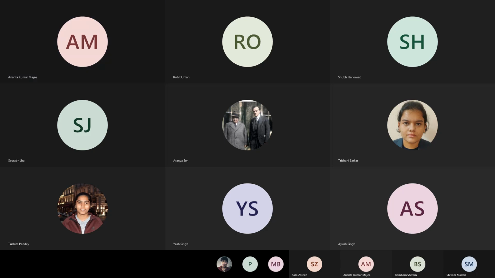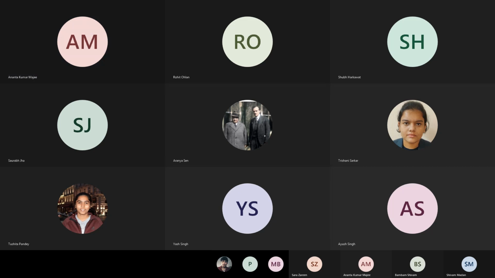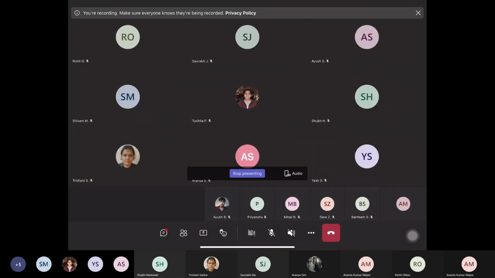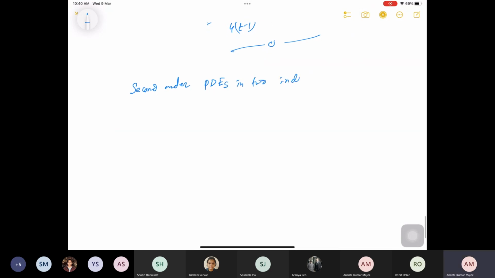Okay, so now I will talk about the so-called second order PDE, again in two independent variables. So the next chapter is second order PDE in two independent variables.